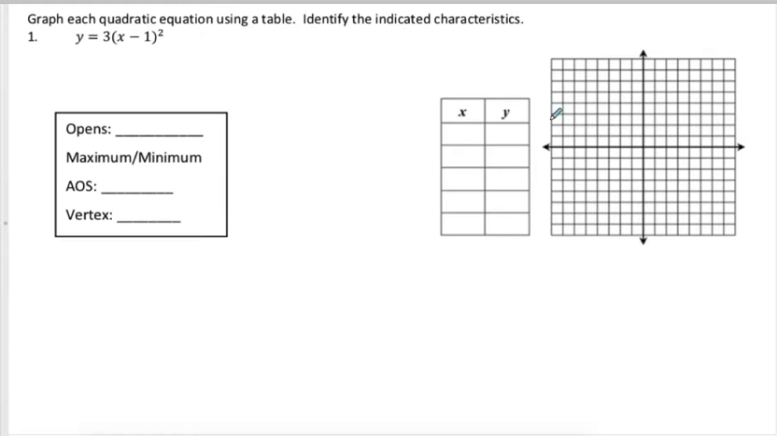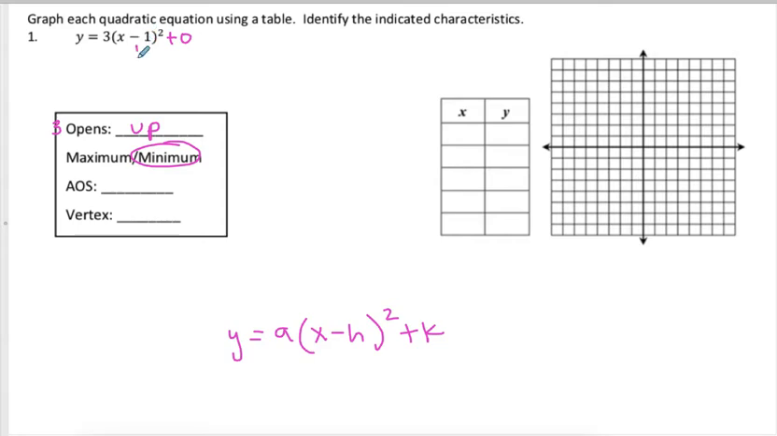Graph each quadratic equation using the table. Identify the indicated characteristics. Okay, so we have 3 times x minus 1 squared, and then I'm going to put plus 0 here so it matches that form of a(x minus h) squared plus k. So I had to have plus 0 on this one. I have a positive 3, so this is going to tell me it opens up, giving me a minimum.